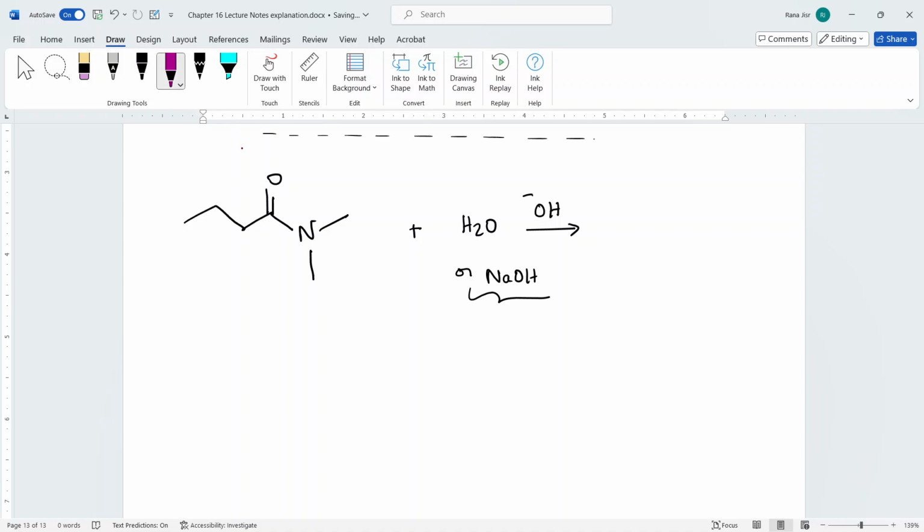So for these reactions, we're going to always break the amide bond. And what we're going to do is we're going to add the OH.